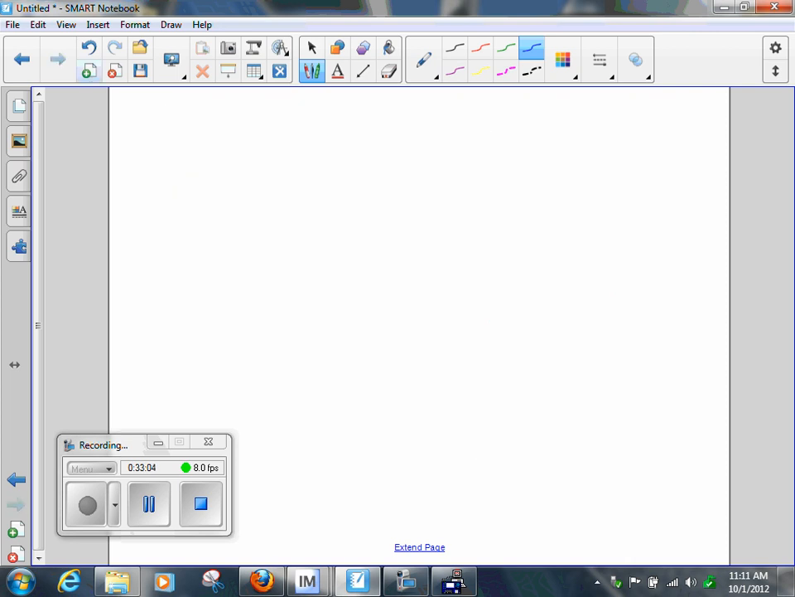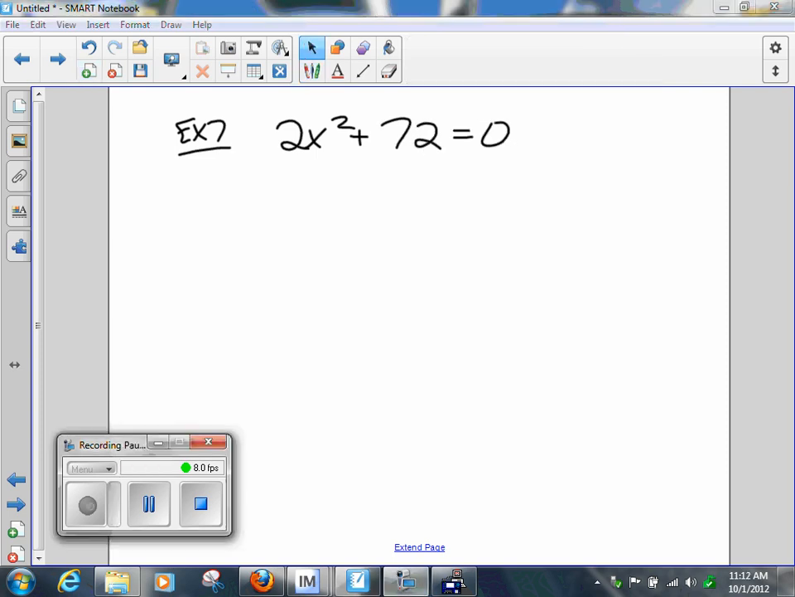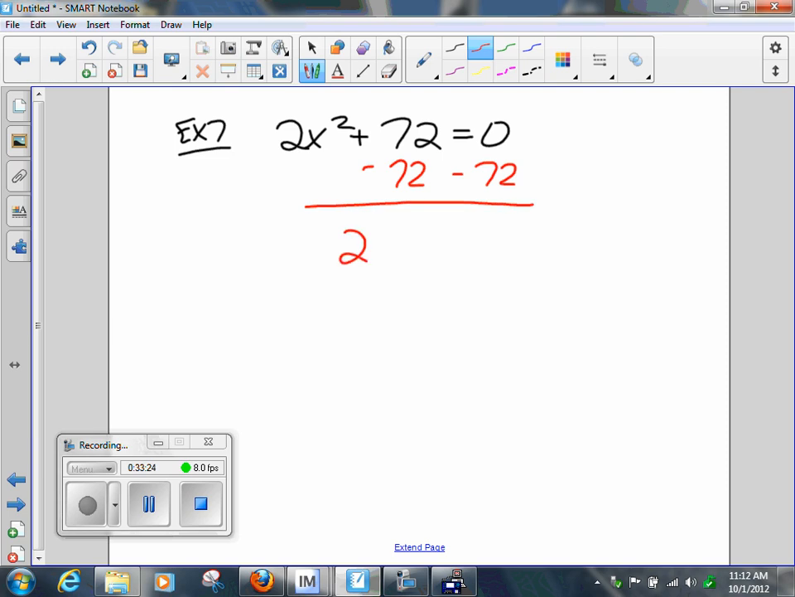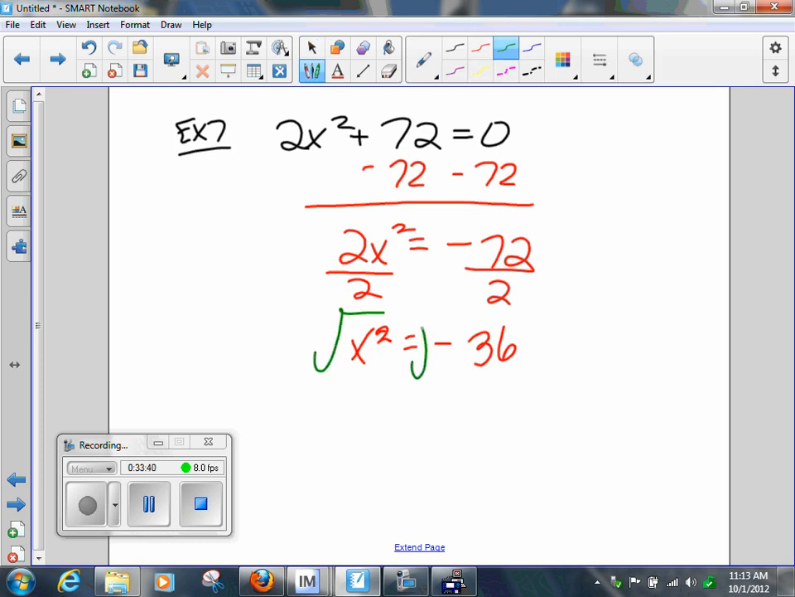One more. Is this example 7? What about this one, folks? 2x squared plus 72 equals 0. Solve that for me. What do I do to start solving? Subtract 72. 2x squared is equal to negative 72. What do I do then, folks? Divide both sides by 2. x squared is equal to negative 36. What do I do then, folks? Square root of both sides.